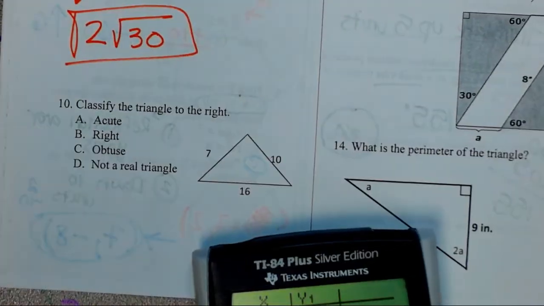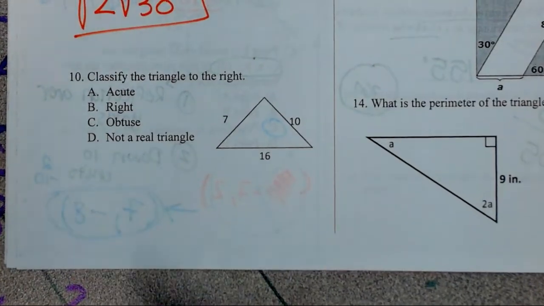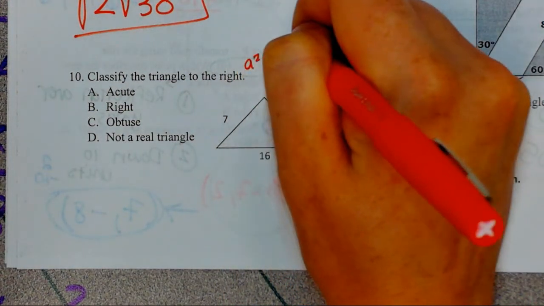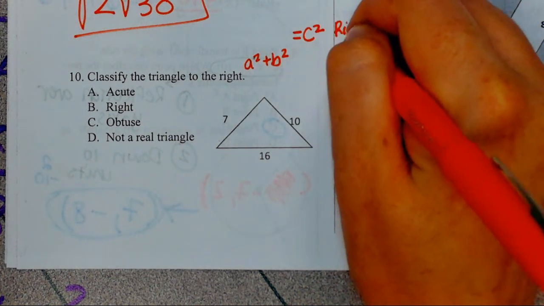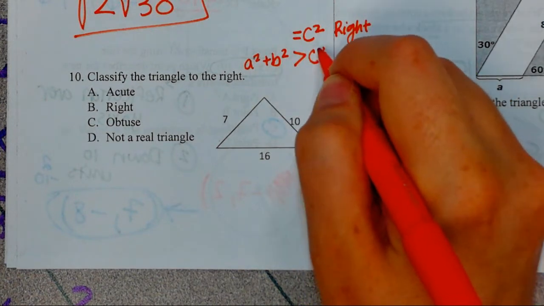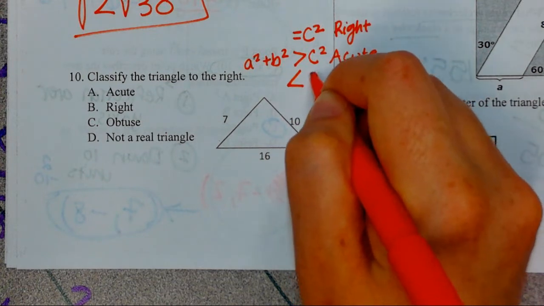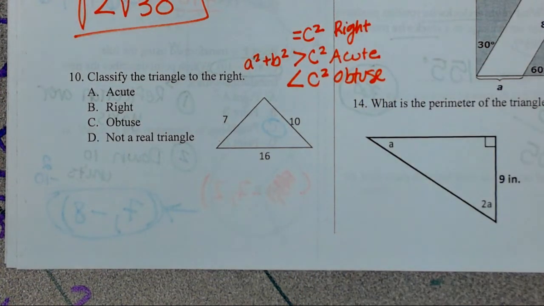All right. Next, classify the triangle to the right. If a squared plus b squared equals c squared, that's a right triangle. If this is bigger than c squared, that's an acute triangle. But if it's smaller than c squared, that's an obtuse triangle.